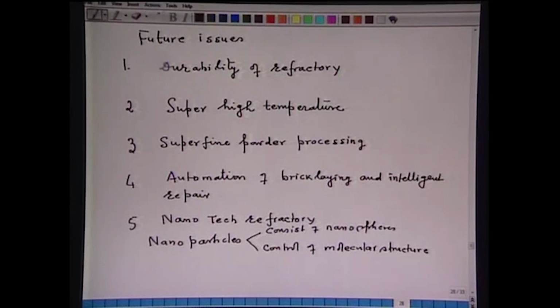Those who want to go in detail, I have given the references at the end of this lecture, so one can follow those references. Now, with this I will proceed to the next title, that is the clean steel.